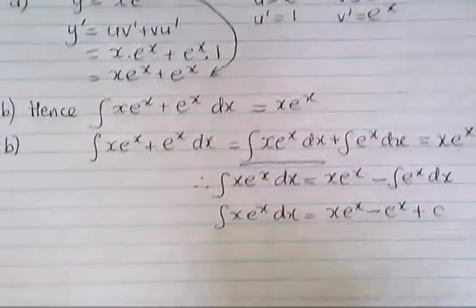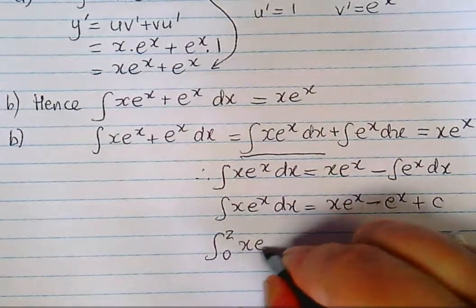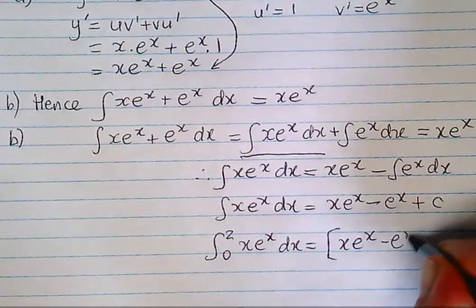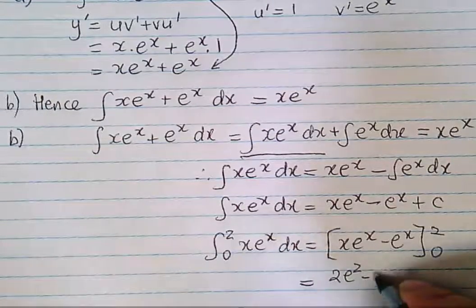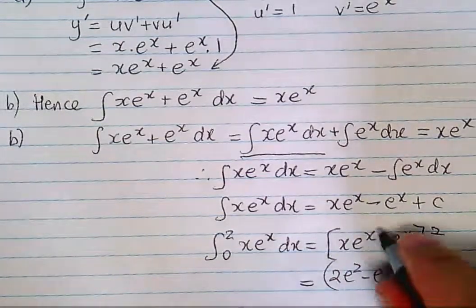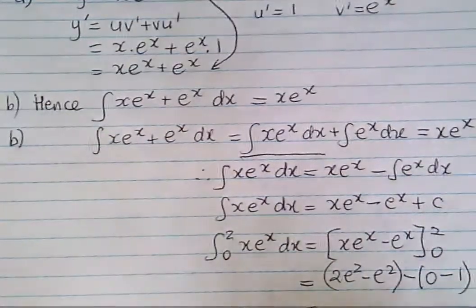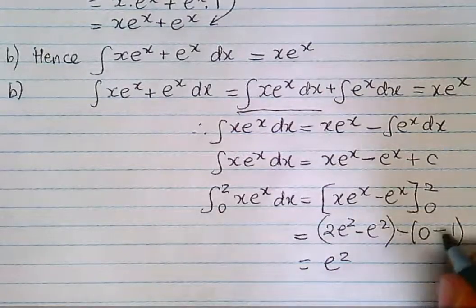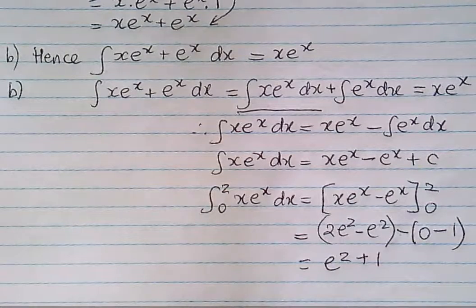Okay, so now I can answer the question. The integral from 2 to 0 of x e to the x dx is x e to the x minus e to the x, with a substitution between 2 and 0. So it would be 2e squared minus e squared, in brackets, minus 0 times e to the 0 is 0, minus e to the 0 is 1. Now 2e squared minus e squared, they're like terms, is just e squared, minus negative 1 is plus 1. So that's the answer, and the worked solution for 9.